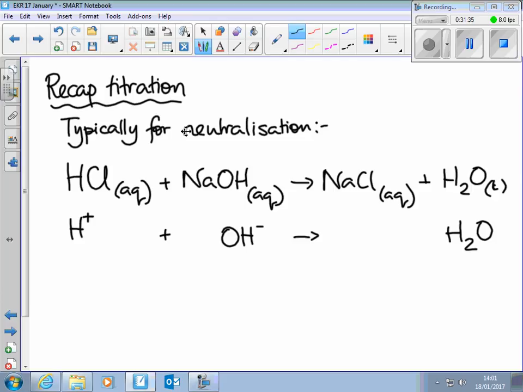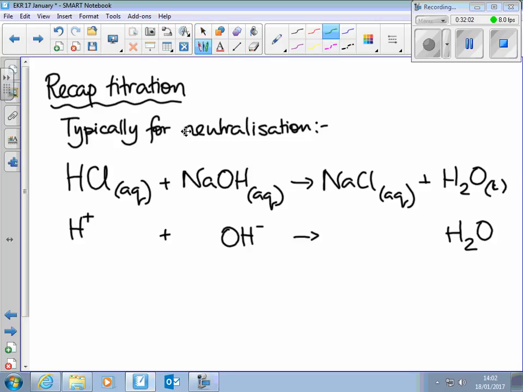The important thing here is we have an acid. The acid is hydrochloric acid. Hydrogen ions define the acid. The base, the alkali in this case, because it's soluble, the hydroxyl ions are the bit that are going to react with the hydrogen ions. The chloride ions and the sodium ions, well, they don't change.